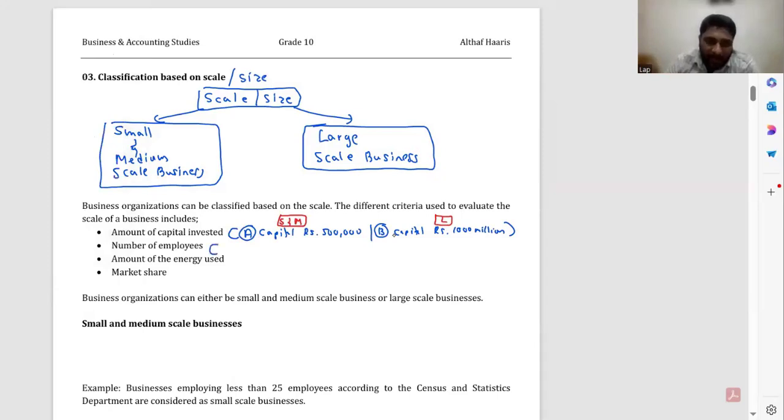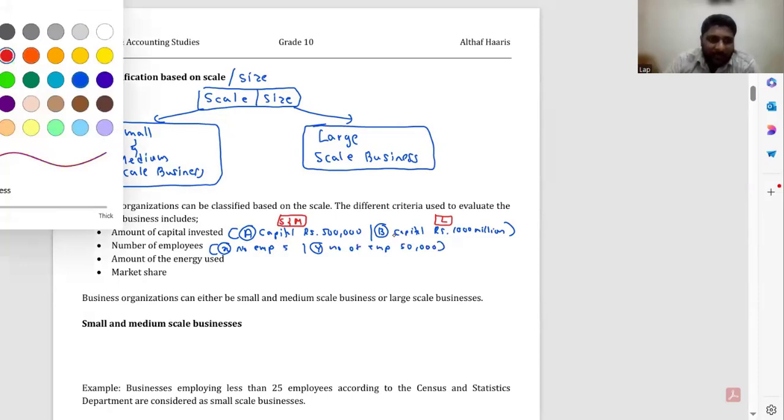In company X, the number of employees is just five employees. Company Y, number of employees, 50,000, like Brandix. You tell me, people, which company is small and medium scale, which company is large scale?